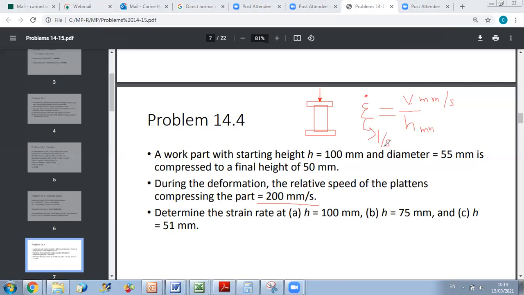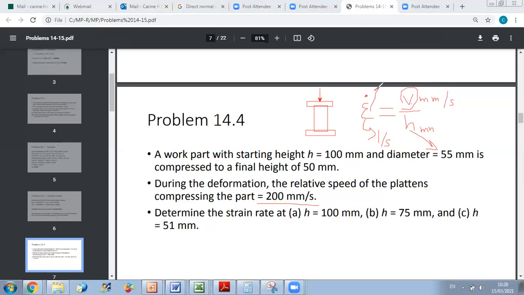Okay, so here a work part with starting height of 100 millimeter and diameter of 55 is compressed to a final height of 50. During the deformation, the relative speed of the plates and the compressing part is 200 millimeter per second. Determine the strain rate for H equal to 100 millimeter, H equal to 75, and H equal to 51. So you can expect that as H decreases, having a constant value of V, then the strain rate will increase.